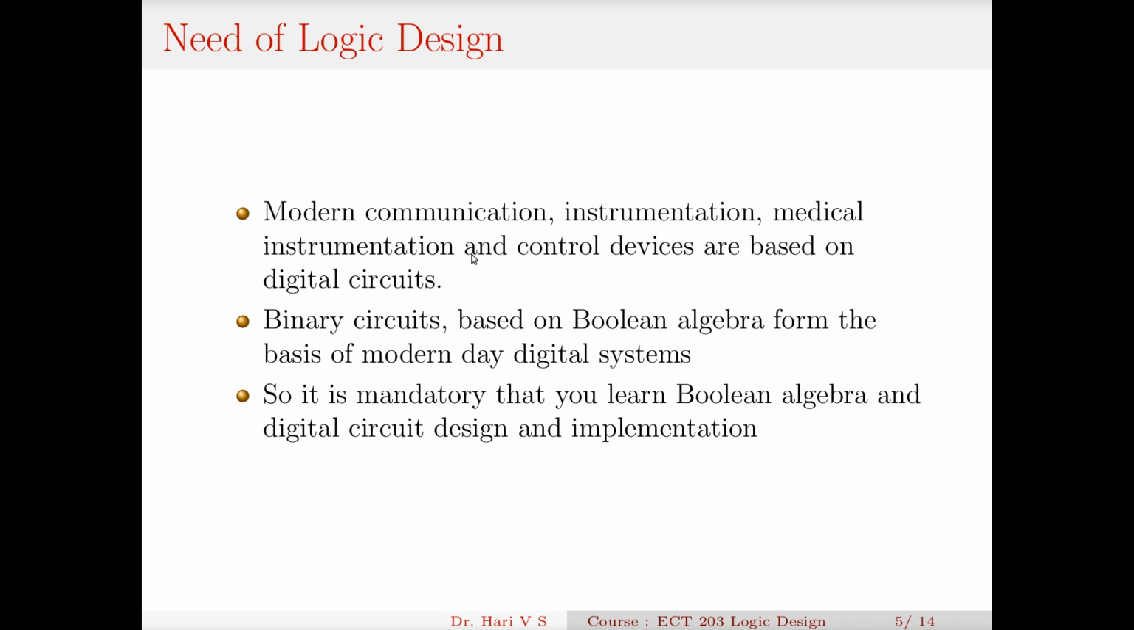So what is the need of logic design? Why should you learn this paper? If you look into modern communication systems, instrumentation systems, medical instrumentation, control devices, they are all based on digital logic and digital circuits. So you have to learn this. If you go to a hospital, you can see that all the electronic devices are digital devices. If you look at the patient information system or patient surveillance system, or an MRI machine, or an EEG machine, you can see digital systems in play there. So you have to know about digital circuits.